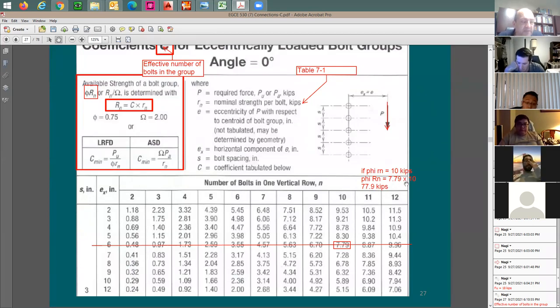And instead of having 100 kips, because I would imagine that usually, to compare between direct shear and eccentric shear, if you have direct shear you would end up with 10 times 10, which is 100 kips. But in this case, when you have 10 bolts and an eccentricity of 6 inches, and the spacing is 3 inches between each bolt and the other, with one row, your capacity is going to be 77.9 kips. So you have a drop of about 25% in the strength of the bolts because of the eccentricity.